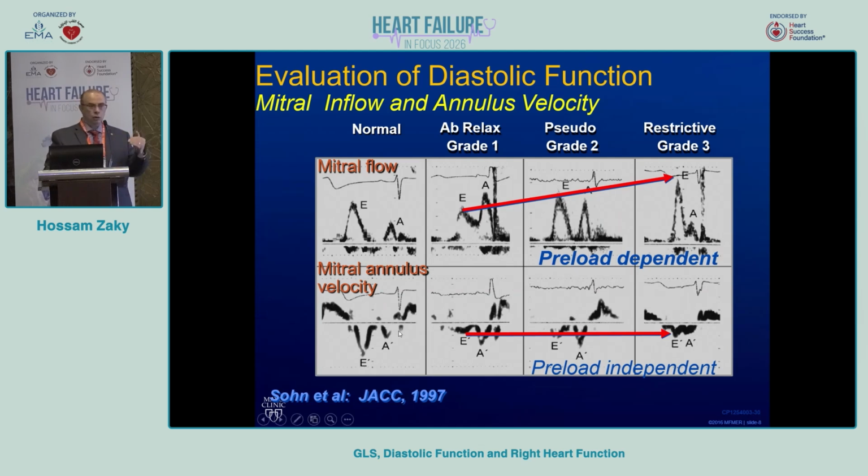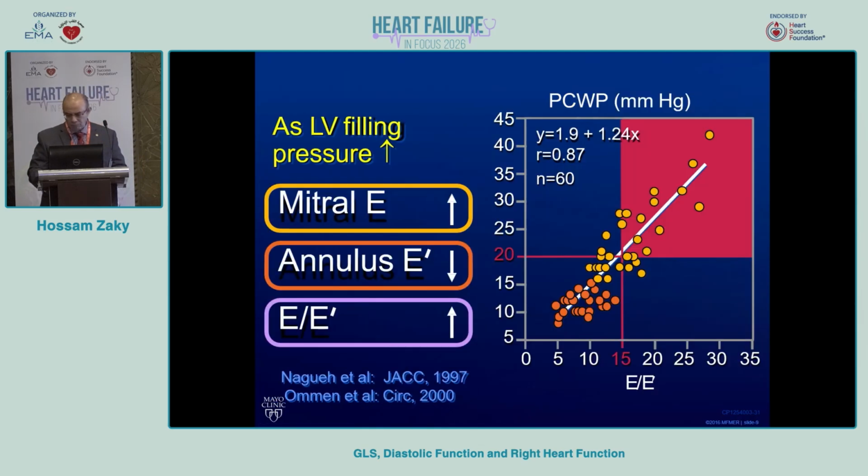And contrary to this is the E prime amplitude, which looks normal here, and then we see it gets smaller, and usually the significant one is less than 7 millimeter per second. So as LV filling increases, the mitral E amplitude, by pulsed Doppler at the tips of the mitral valve, increases, the mitral E prime decreases, and the E/E prime ratio increases.